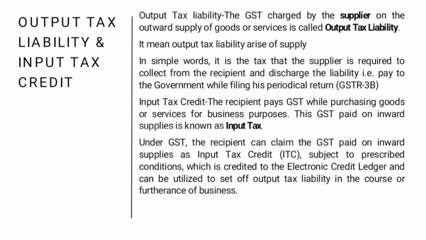Okay. The claim of ITC is subject to prescribed conditions, meaning there are certain conditions on the basis of which you will claim the ITC. You purchase, so definitely you have the invoice and you receive the goods. Okay, so if that condition is met and it is used for business purposes, and there are other conditions, that is a separate chapter, then you will claim the ITC. And that ITC will be utilized to set up output tax liability in the course of furtherance of business.